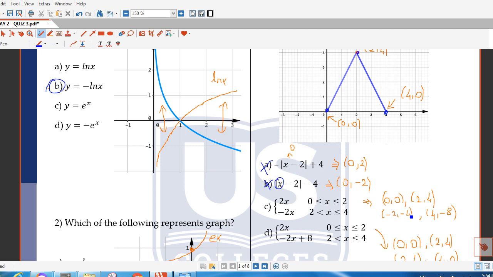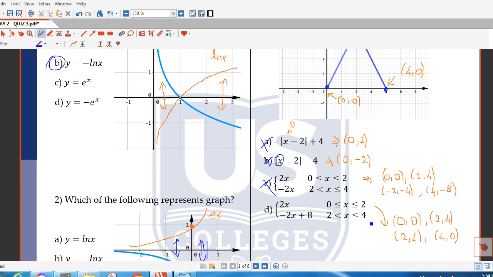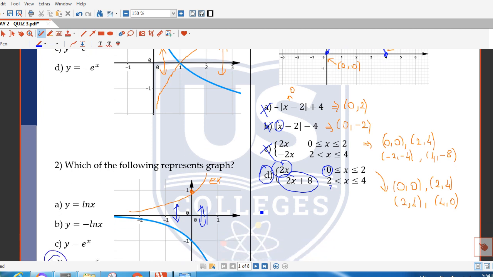For C, it is possible to find 2, 0 and 0, 2, the other point is 2, 4. And negative 2, negative 4, there is no negative 2, negative 4 here, and 4, negative 8, there is nothing like this. But if you look at the last function, by using the first part, the 2 points that we are going to get will be 0, 0 and 2, 4. By using the second part of the piecewise function and using the numbers between 2 and 4, we are going to find as the endpoints 2, 4 and 4, 0, which are all points on my graph. The answer is going to be D.